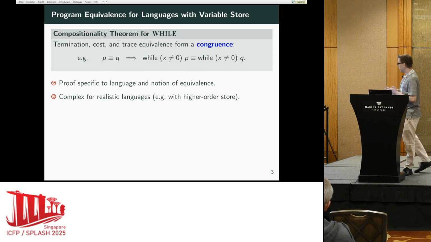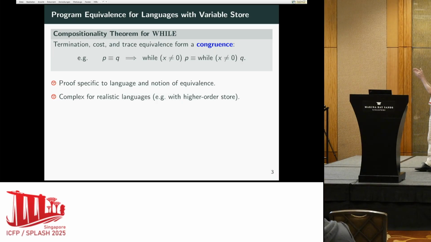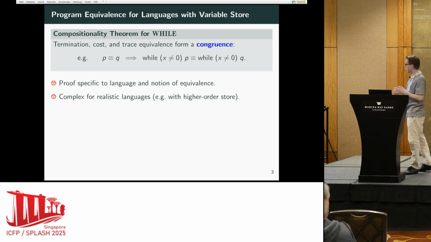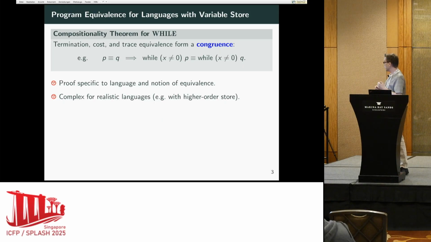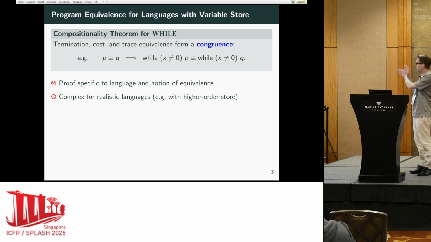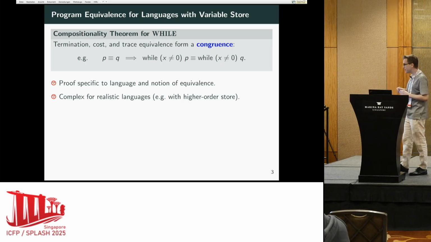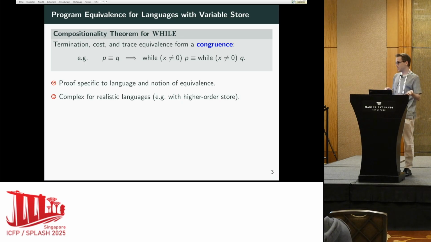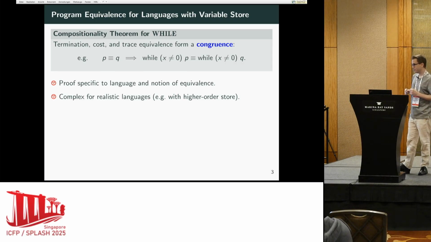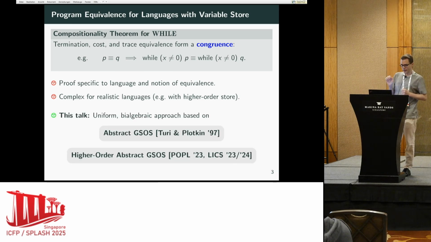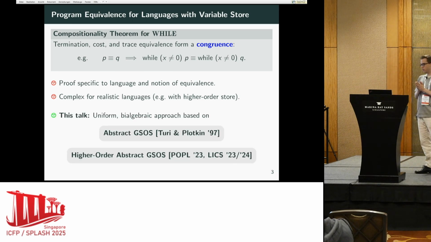And why do we want to do this? Well, the proof of this kind of statement, if you state it like this, is specific to the language and also specific to the notion of equivalence. So even for the simple Y language, you would really have to give 3 different proofs of this theorem, which is doable for the Y language, but if you talk about languages that are more complex, that have features like higher order store, for example, or functional features, this can become really complex very fast. And so we would like to go for a more uniform approach.